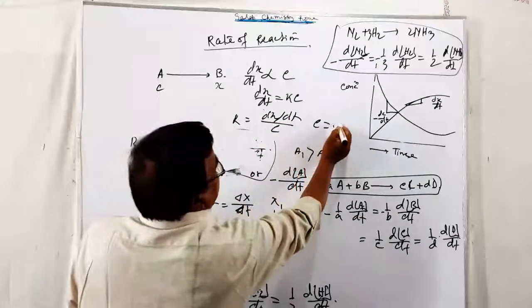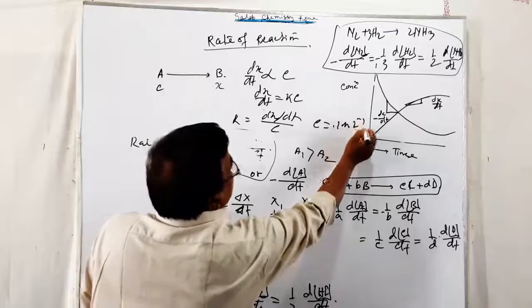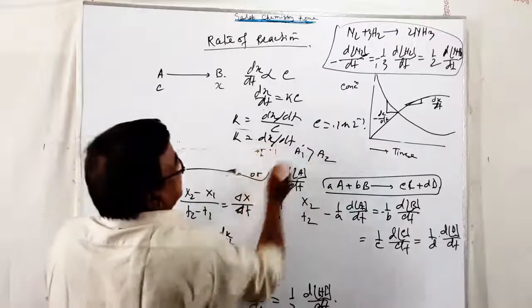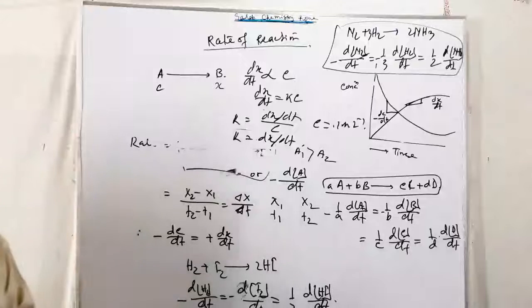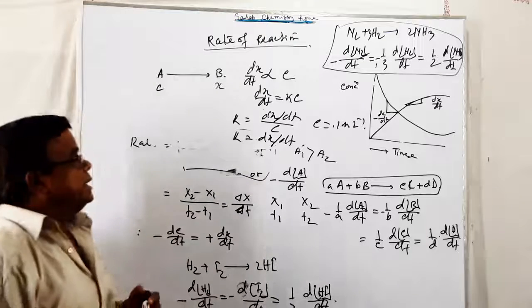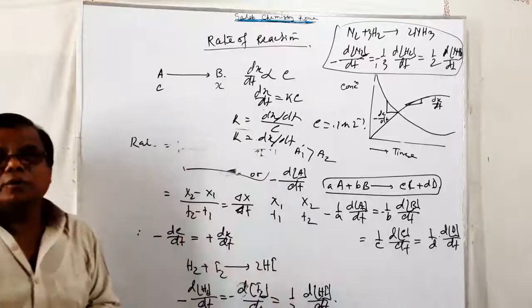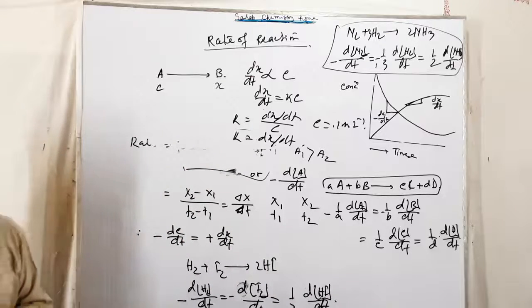If C is 1 mole per liter, then K is equal to dx by dt. That is, at 1 mole per liter concentration of the reactant, the rate of the reaction is equal to the rate constant.